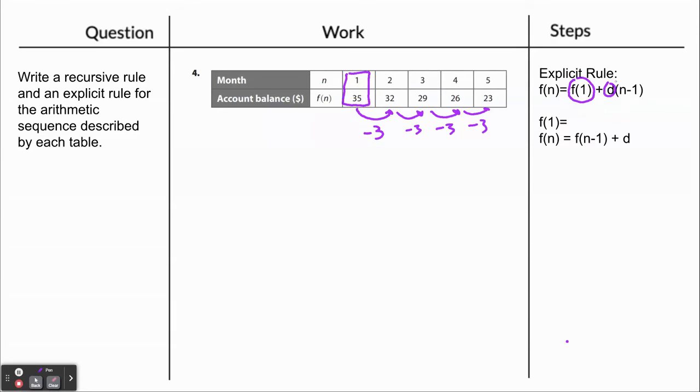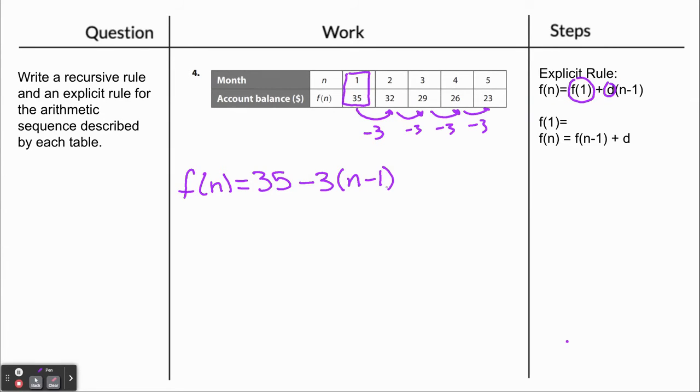So I'll start with the explicit rule here, where it starts as f of n equals the first term, which I know is 35, plus the difference, which in this case is -3. So if I did plus -3, that would be fine, but I'm going to make it look a little bit nicer by just saying we're subtracting 3 times n minus 1. Now that's our explicit rule.